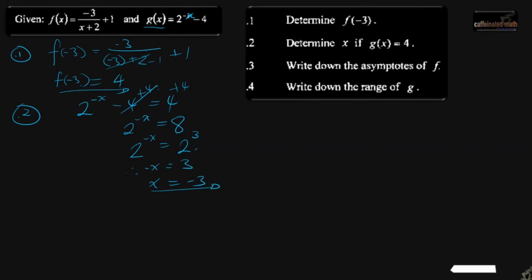Let's just underline our results. Write down the asymptotes of f. Well, again, we have a look at the p value over there and the q value over there. So, therefore, our vertical asymptote has equation x is equal to negative 2, and our horizontal asymptote has equation y is equal to 1. Remember, that's our p value and that's our q value from our standard form.